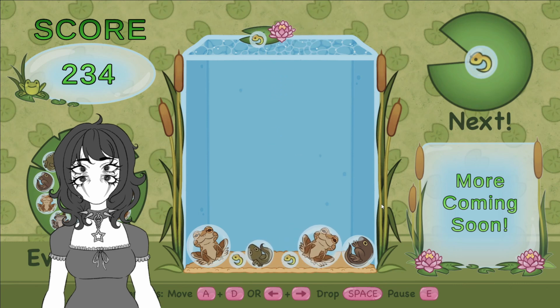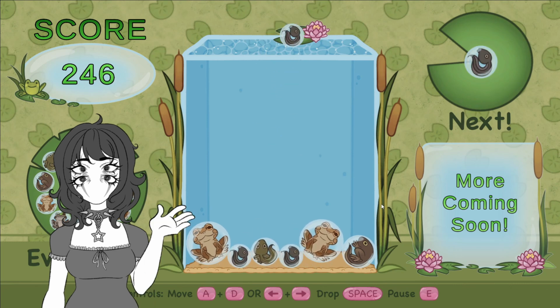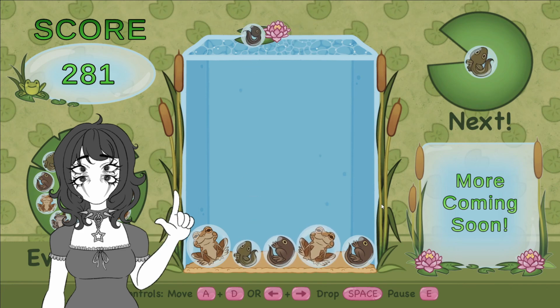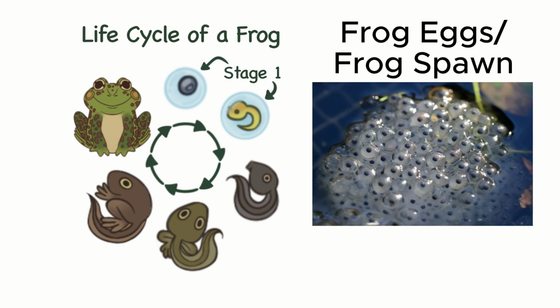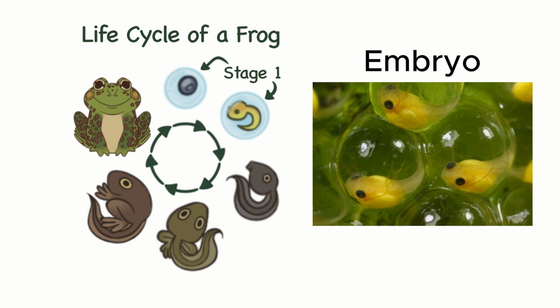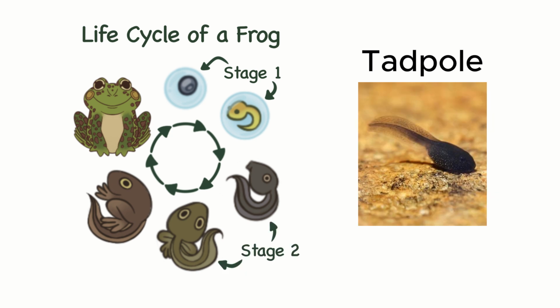Well, maybe it's time I talk a little bit more in depth about an aspect of Frog Game I have yet to talk about in one of these videos: the life cycle of a frog. A frog's life cycle is broken into 4 main stages. Stage 1 starts out as an adult frog laying its eggs. When these eggs are clumped together, they are called frog spawn. Before they hatch, they begin to develop their tails, and at this stage of development, they are referred to as embryos. Once they hatch, they move into stage 2 of their life cycle and become tadpoles.